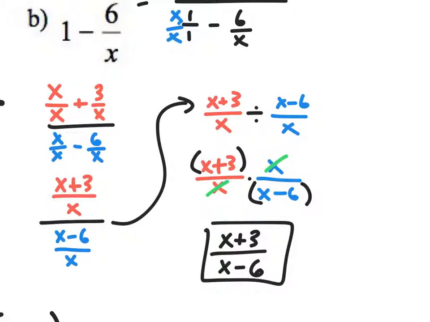Now, I want you to think about something. A lot of people will try to divide out these x's and say that your answer is going to be 3 over negative 6, and that's incorrect, because you have pluses and minus signs here. Notice when I use the word divide out, it's always because we are multiplying.